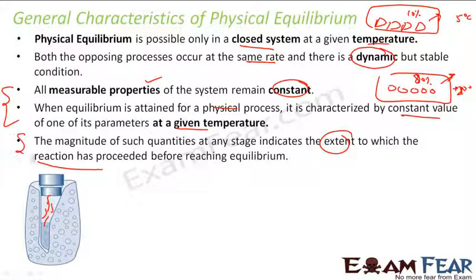But the magnitude of such quantities, as I told, will have constant values. It will have a constant value for the water or a constant value for the ice. All those things will determine the magnitude or the extent to which the reaction has taken place. So the first and the foremost requirement is it has to be in a closed system, fixed temperature, it is dynamic, all the measurable properties are constant, and if you want to find how much reaction has proceeded before reaching equilibrium, you have to understand the quantities of the system and then calculate how much reaction the whole system has proceeded.